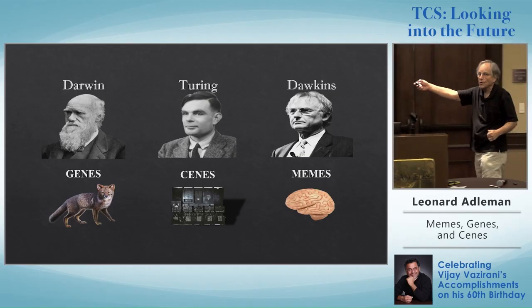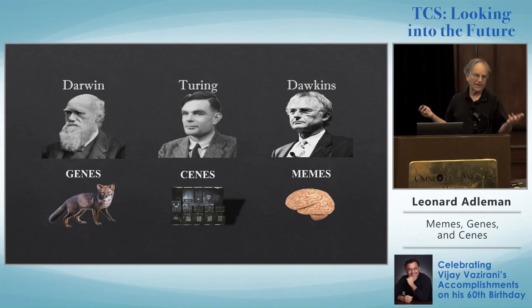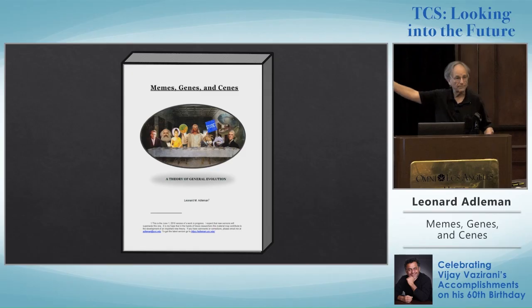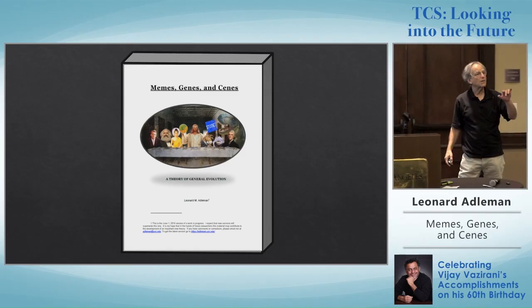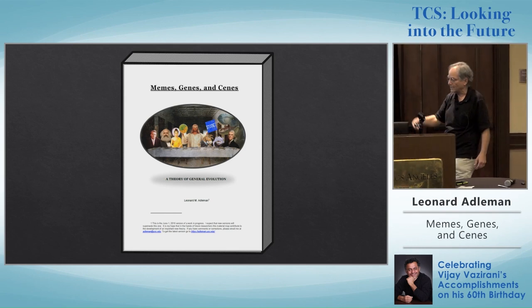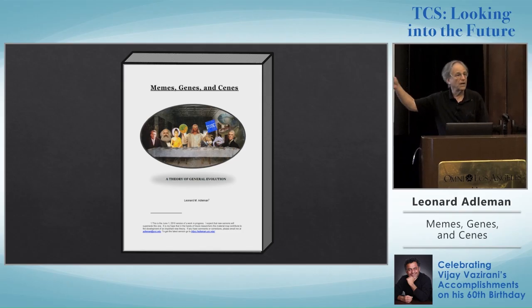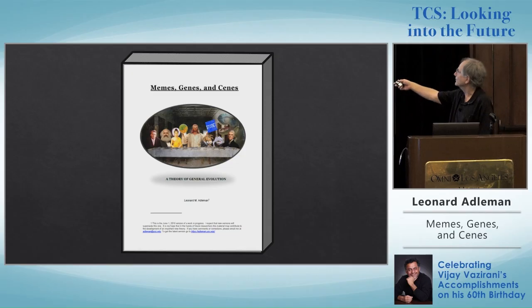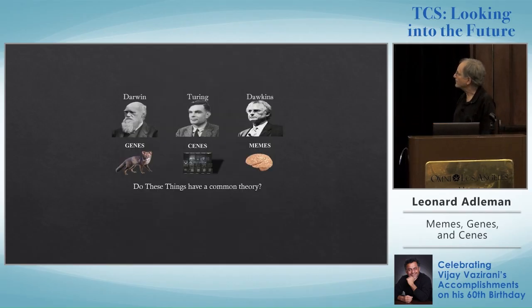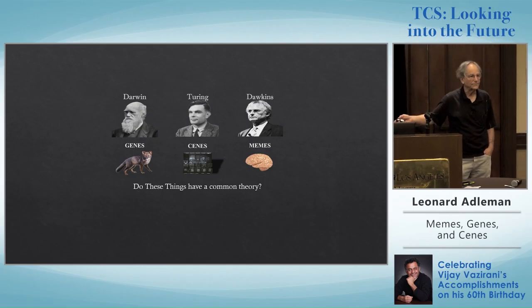All right, so what I did is I decided to write down what I had learned in those 40 years, and the result is that book, Memes, Genes, and Scenes, a draft of which you can get on my website now. All right, so in this book, I address many things, but four basic things I do address. Okay, first is, do these things have a common theory? And of course they do, right?